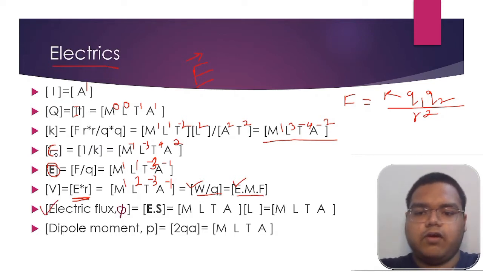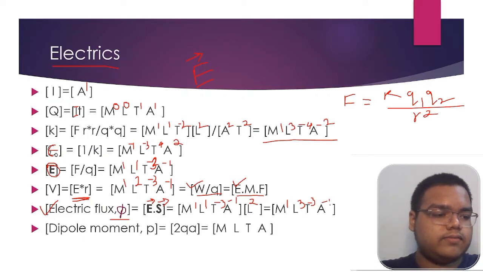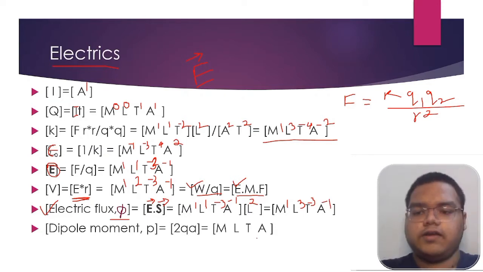Next, electric flux or phi will have the dimension of E dot S. Both E and S are vectors, so it will be M to the power 1, L to the power 1, T to the power minus 3, A to the power minus 1 into L square. So this would result in M to the power 1, L cube, T to the power minus 3, and A inverse. Okay, next, dipole moment.